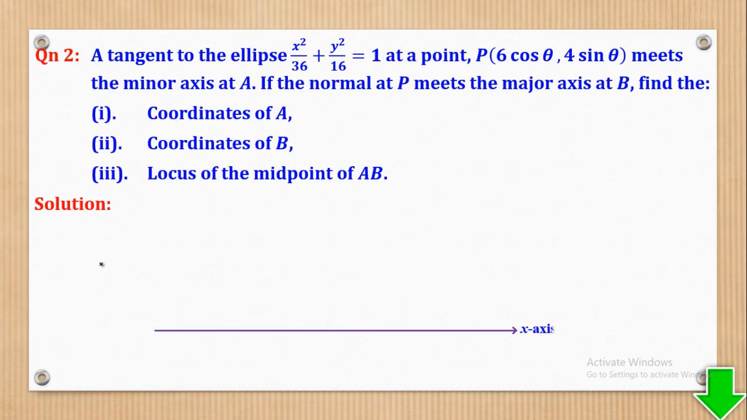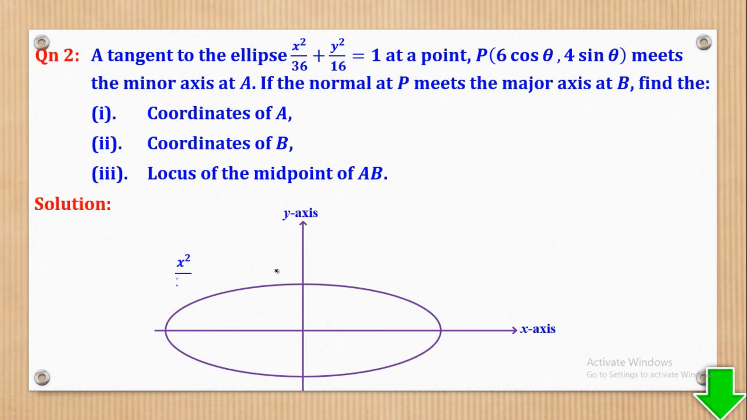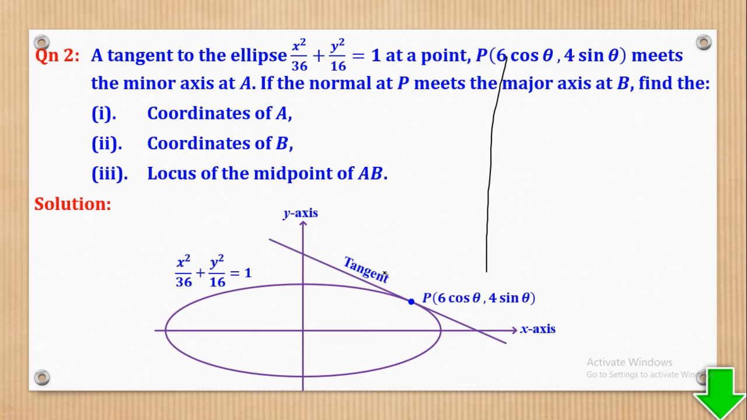So let's first make a sketch. Draw the axes and label them. Then from there you shall draw an ellipse. The ellipse is always of the same shape. So this is the point which you are given. Then you shall draw a tangent. It meets the minor axis at A, and the normal meets the major axis at B. So they want you to get the coordinates of A, B, and also the locus of the midpoint AB.